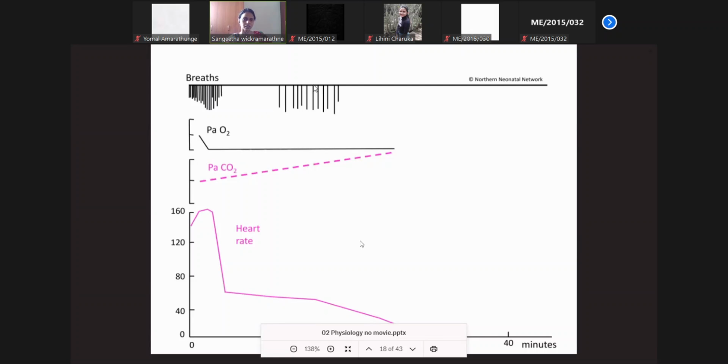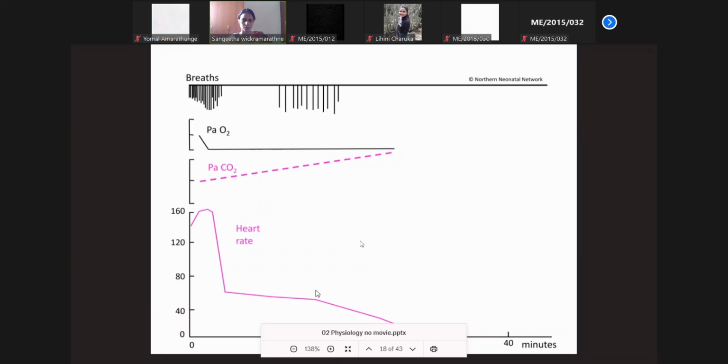And then comes your gasping breathing. Still the heart rate will be maintained just for the circulation of vital organs. They will shut down the circulation to the other unnecessary places, the skin and the gut, and will maintain this part, right?